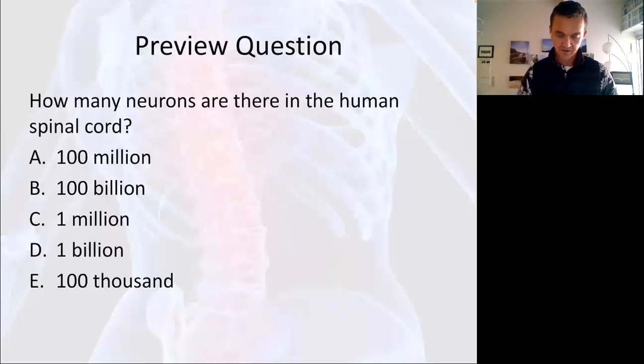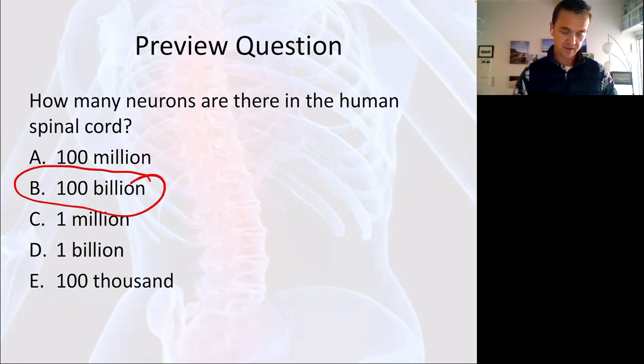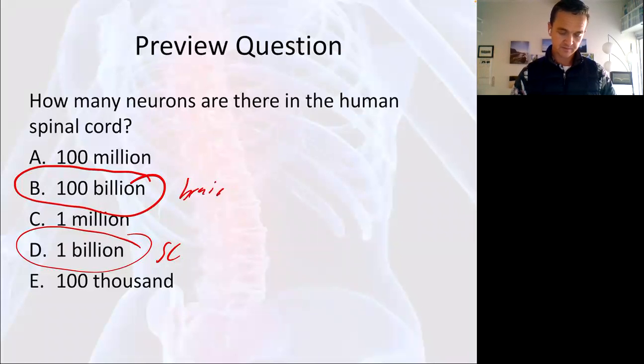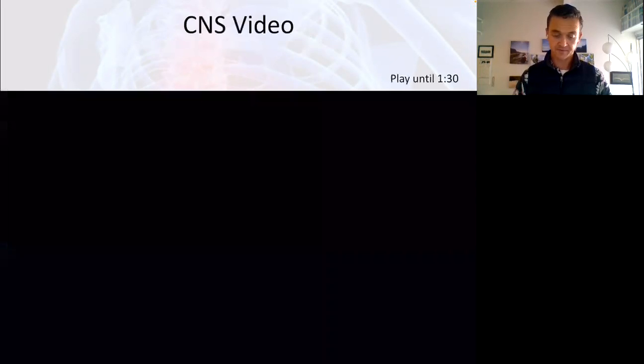Okay, so let's dive right into it. Just as a fun question, how many neurons are there in the human spinal cord? So spinal cord, not the brain, but the spinal cord. We've got about 1 billion neurons in the spinal cord. How many in the brain? 100 billion in the brain, 1 billion in the spinal cord. So lots of neurons here, nothing even close to what we have in the brain though.